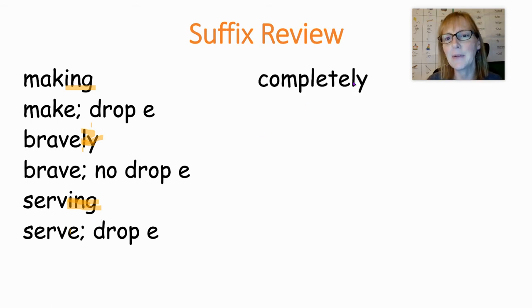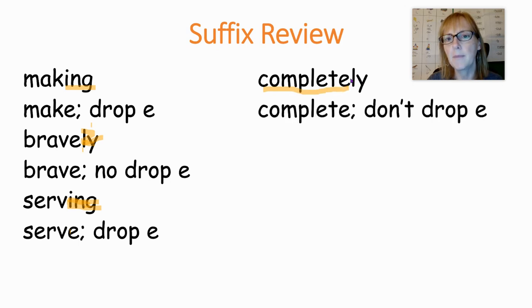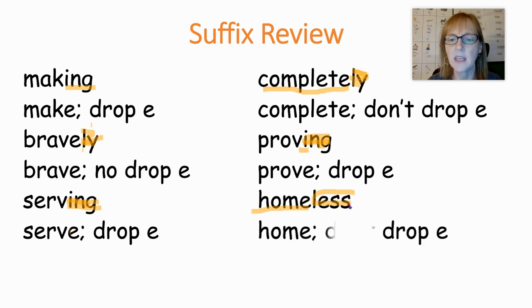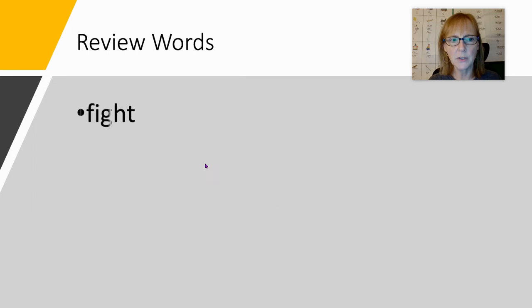Completely, here's another example. Complete is our base word, and you can see that we don't drop the E because L-Y starts with a consonant. Proving, we have prove, but we started our ending, ing, with a vowel, so we're going to drop the E and then add ing. Homeless, here's our base word home. Our ending or suffix starts with an L, which is a consonant, so we don't drop the E, we just add L-E-S-S. Good.